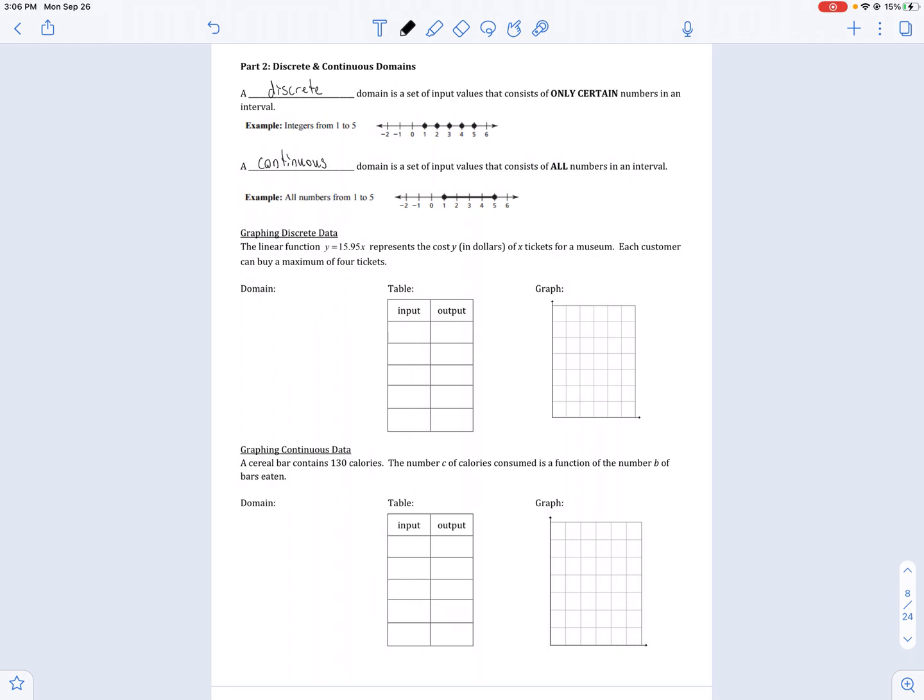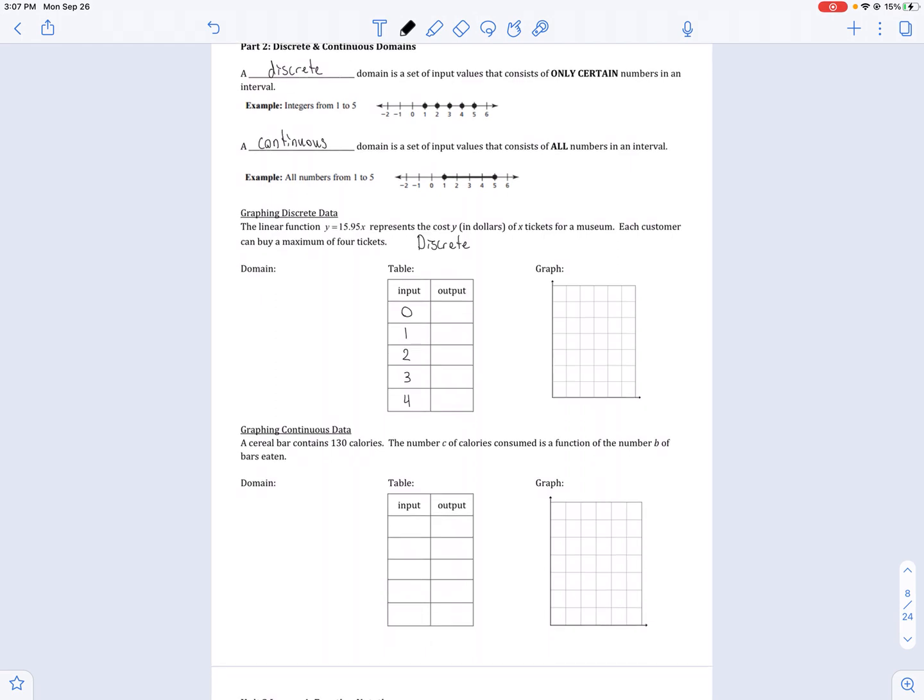So you can graph these, and in this first example, when they're talking about each customer, the inputs would be the number of people. So you could have 0 people show up, 1 person, 2 people, 3 people, 4 people. This one is going to be discrete because you can't have a fraction of a person. So you have to figure out their outputs and then plot the individual points and use roster notation for the domain.